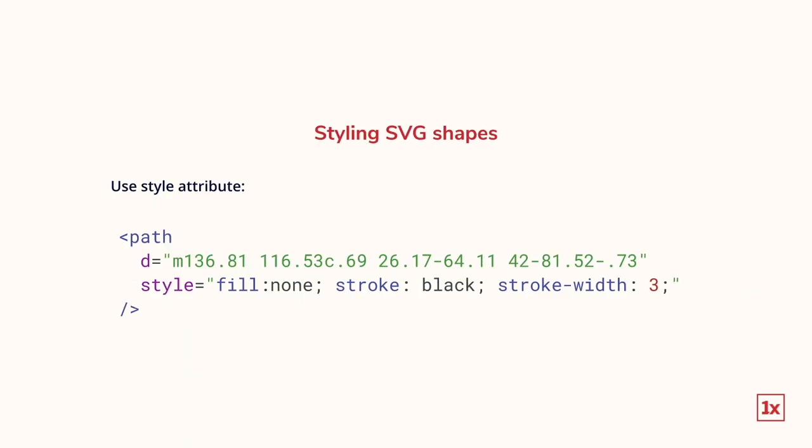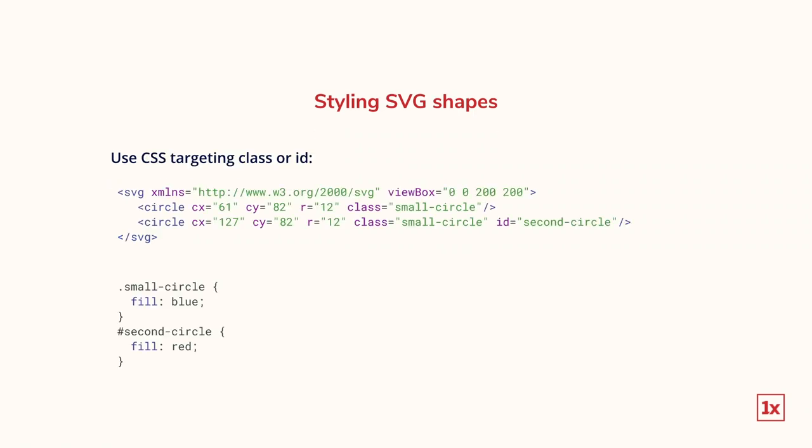But that's not all. We can also use a style attribute as we use with HTML tags. We can use there the fill, the stroke, whatever we want. Also we can target objects with classes and IDs, the same as HTML things. Here we have an example where we are filling this circle with blue, and this one with red. Well, this could be something strange.